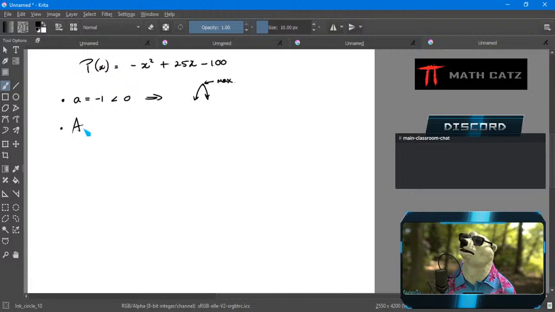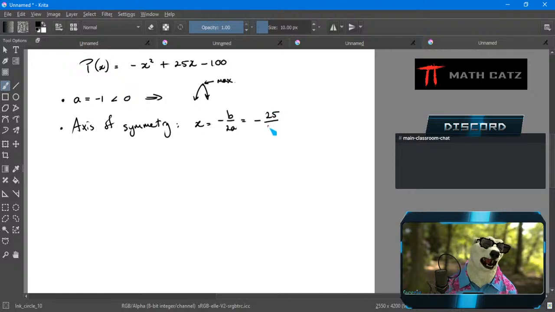That vertex sits on the axis of symmetry, which is when x is equal to negative b over 2a in general. In this case, it is negative 25 over 2 times negative 1. Oh, that's not so bad. Two negatives, though it doesn't look very nice here. Let me fix this.